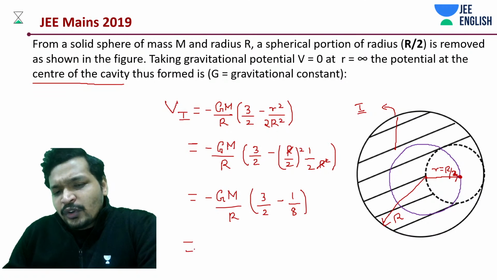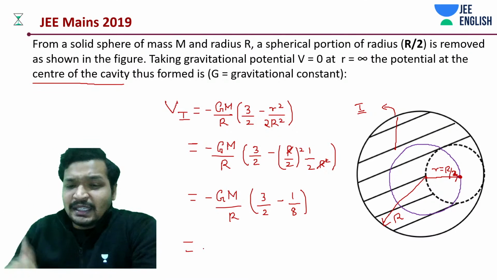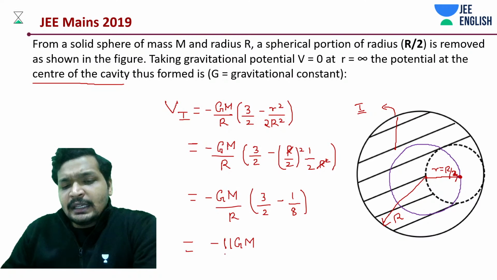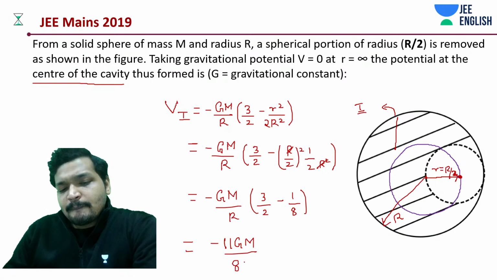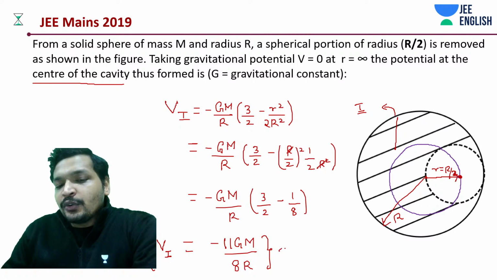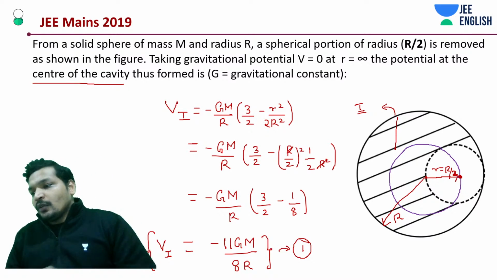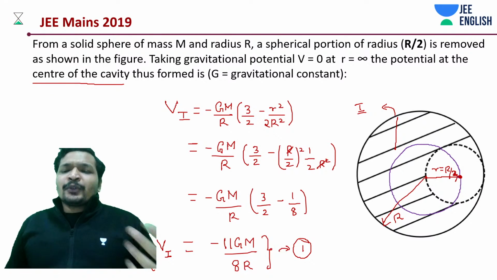Okay, what do we have? We have minus 11 GM by 8R. This is due to part 1. Now here comes part 2. Part 2 is quite easy.